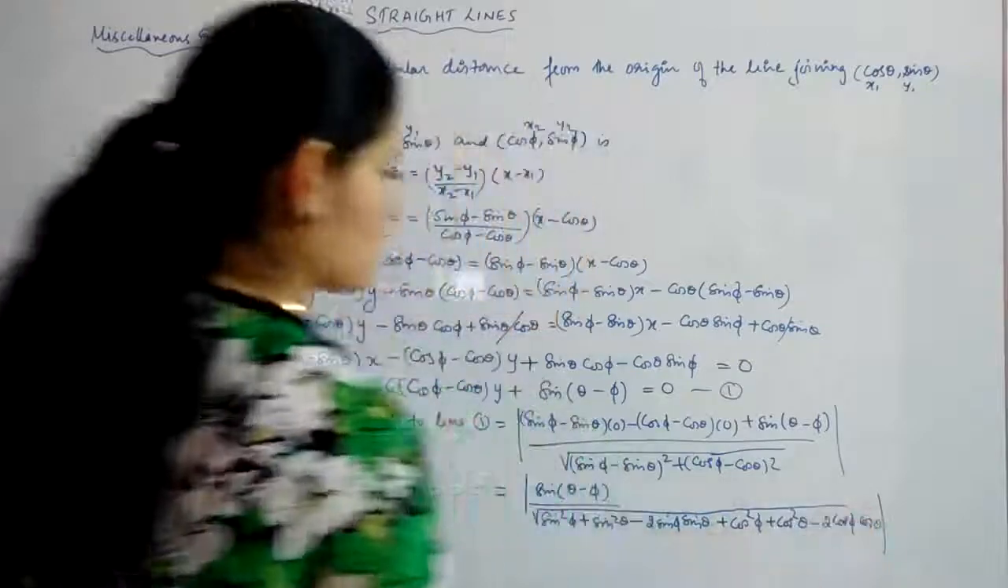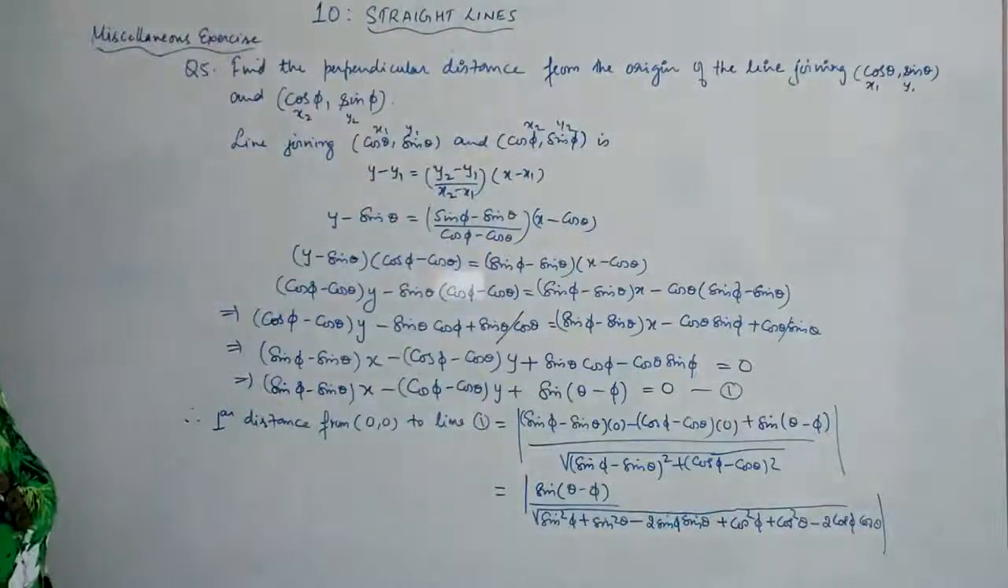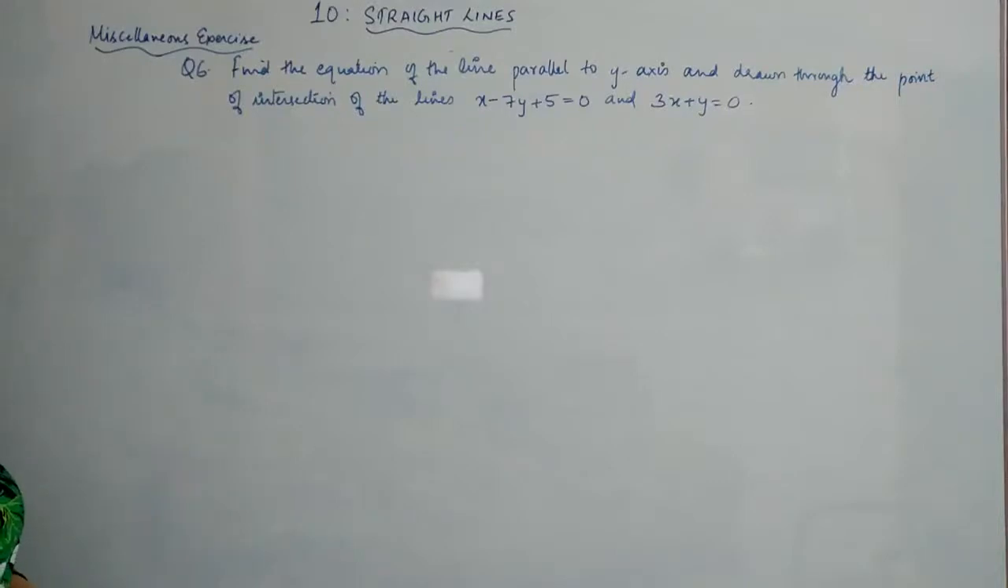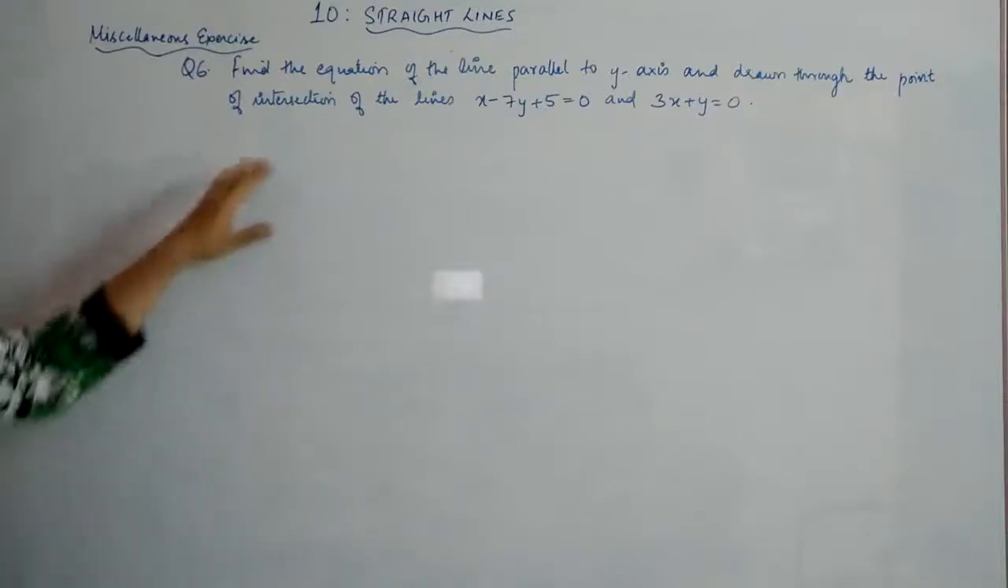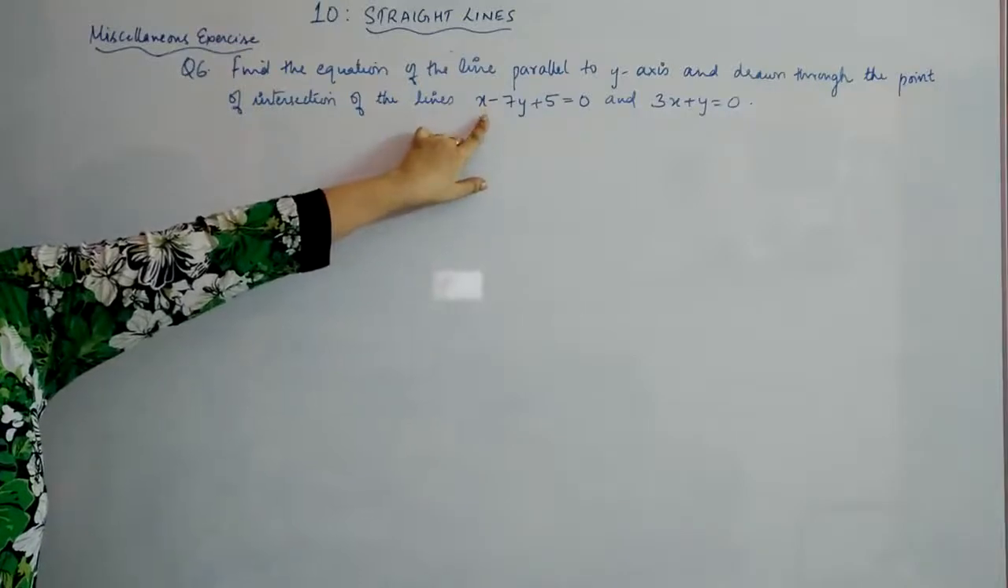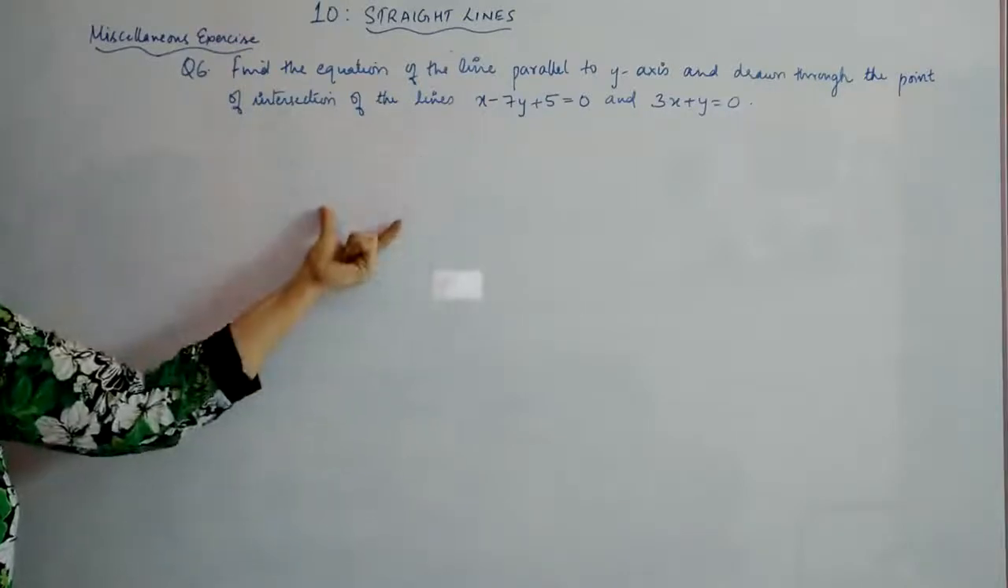Okay, this much is in the denominator. Question number 6 is: find the equation of the line parallel to the y-axis and drawn through the point of intersection of the lines x minus 7y plus 5 equal to 0 and 3x plus y equal to 0. When they say the intersection of the two lines, we have to solve the two equations in order to get the coordinates x and y.